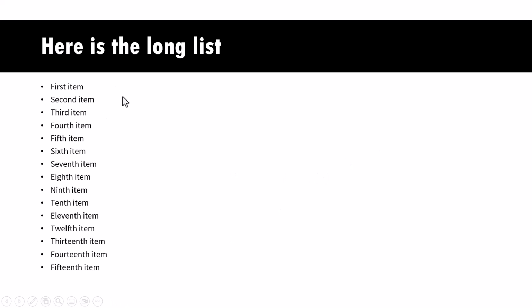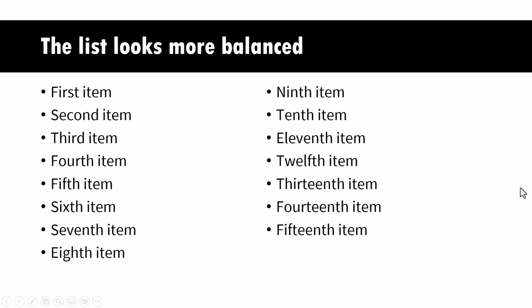Now watch the difference when we split the list into 2 columns. Now instantly the text is larger, so it is much easier for the audience to read, and the list doesn't look that intimidating anymore. Now, how do you split the list into multiple columns?